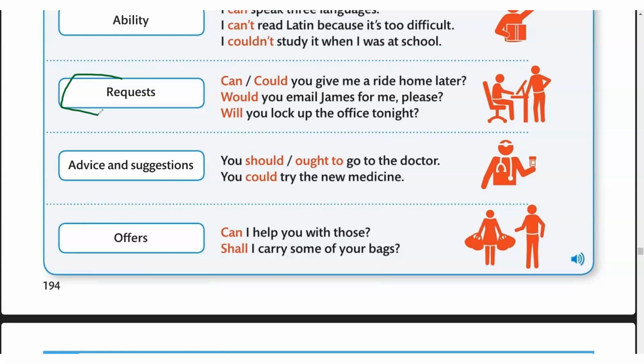When we give advice and suggestions: you should, ought to go to the doctor. You could try the new medicine. Ought is a little more formal. You don't hear that as often, but should and could. So be careful with these because when you overuse these modal verbs like should and could, sometimes people get irritated because it could be just strong suggestion of advice. Should, could. Sometimes people, especially if they didn't ask you for advice, you have to be careful about overusing this.